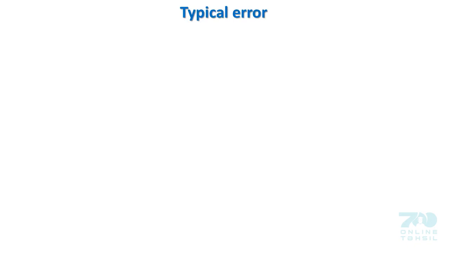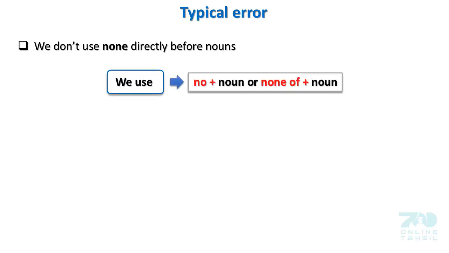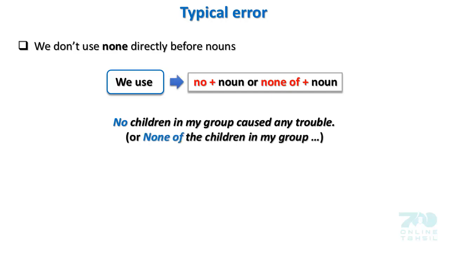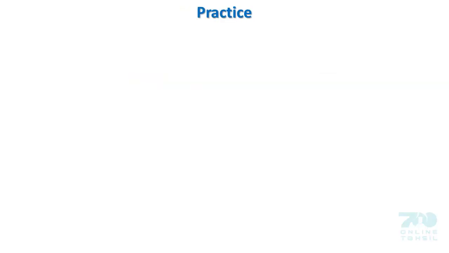Typical error. We don't use none directly before nouns. We use no plus noun or none of plus noun. No children in my group caused any trouble, or none of the children in my group caused any trouble. Not: none children in my group. Now let's get down to practice.